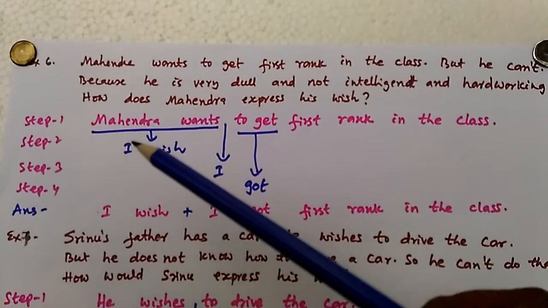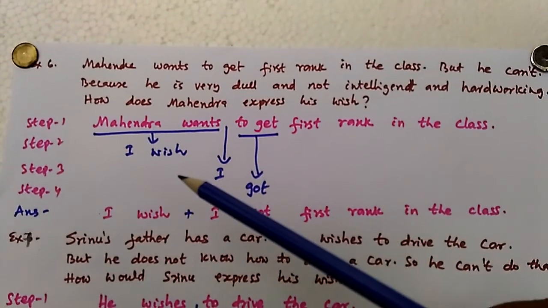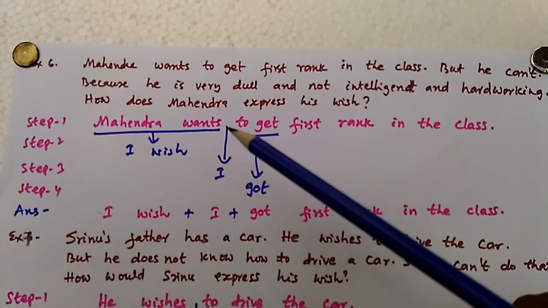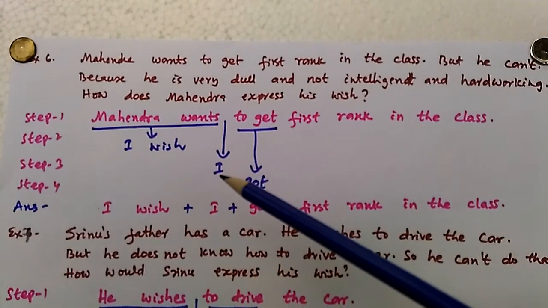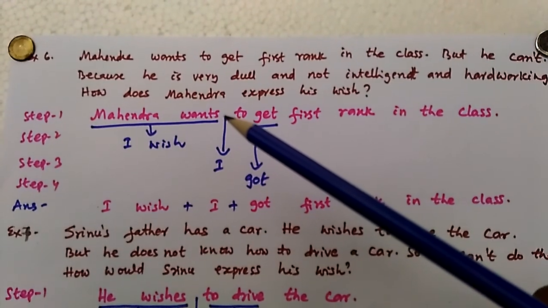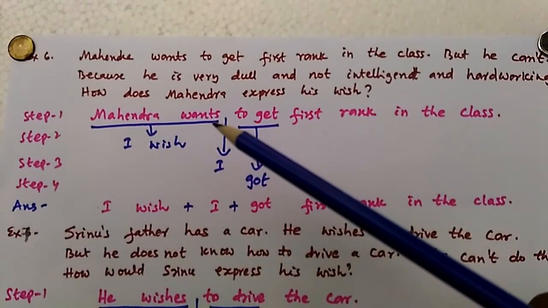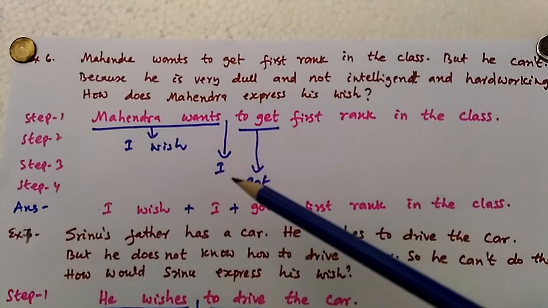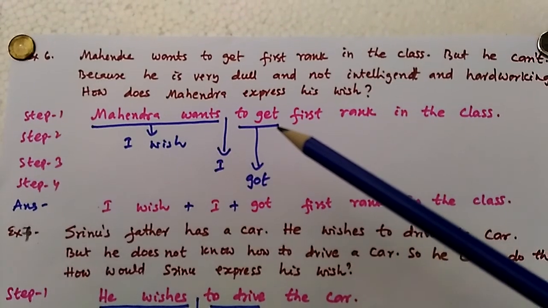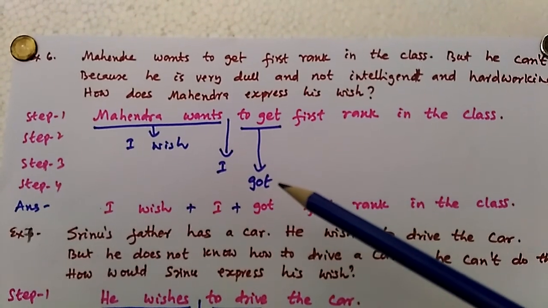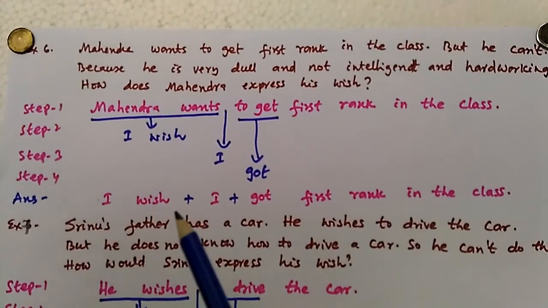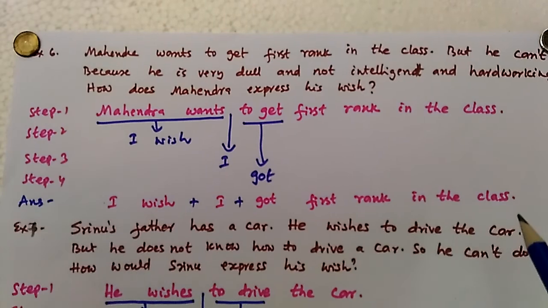And second step is that we have to remove from Mahendra to wants, and there we have to write I wish. And then between wants and to there is no subject, so we have to write I as subject. If there had been any other subject, we would have written the same subject here. As there is no subject between wants and to, we have written the subject I here. And then next step is 2 plus verb infinitive to get is changed into verb 2, that is got. And by doing so, we get the answer, I wish I got first rank in the class.